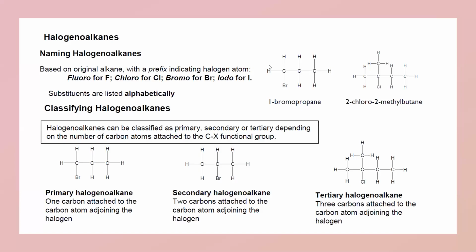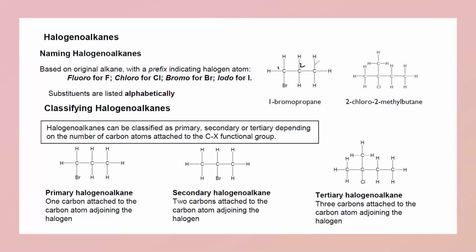Halogen alkanes: when an organic compound contains a halogen such as fluorine, chlorine, bromine or iodine, we normally use the prefixes fluoro, chloro, bromo and iodo. For example, to name this compound, first select the longest carbon chain, and the numbering should start from the nearest functional group or the branch.